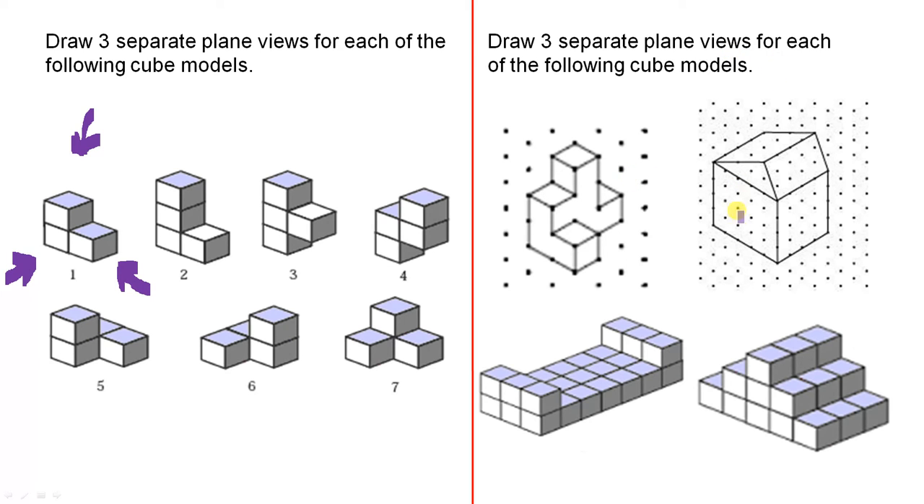It's just that the four solids are a little bit more challenging, but it's exactly the same idea. Draw three separate plane views for each of the following cube models. So for example, you might choose to look from that side there. You might choose to look from the top, and you might choose to look from there. And it's exactly the same for all of these.